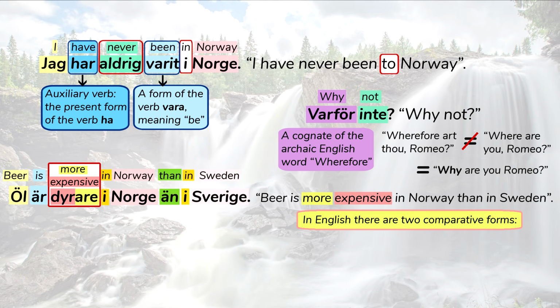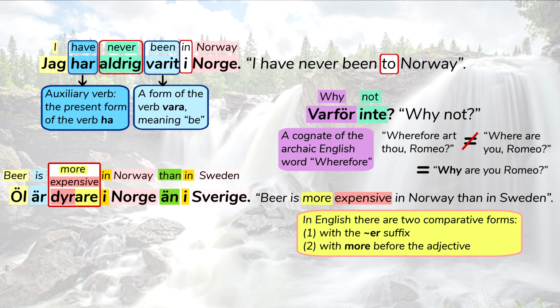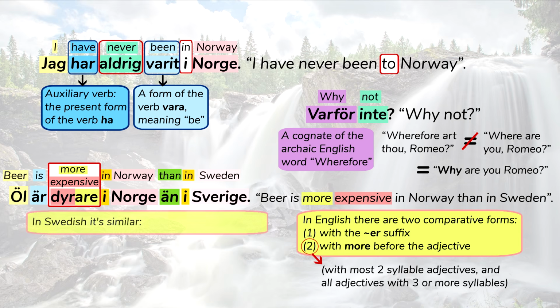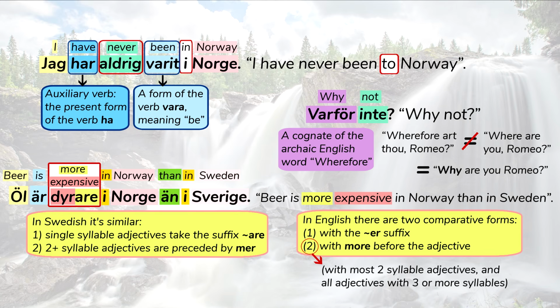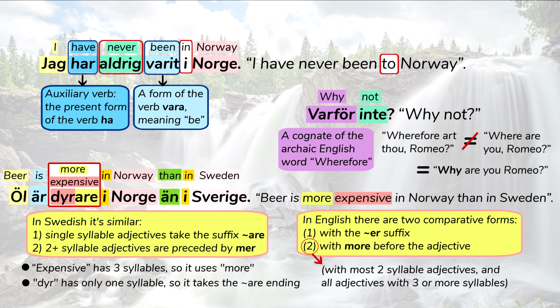In English, there are two comparative forms. First, with the er suffix, and second, with more before the adjective, with most two-syllable adjectives and all adjectives with 3 or more syllables. In Swedish, it's similar, with single-syllable adjectives taking the suffix are, and adjectives with 2 or more syllables being preceded by mer. In this case, the English word expensive has 3 syllables, so it uses more, while the Swedish word dyr has only 1 syllable, so it takes the are ending.